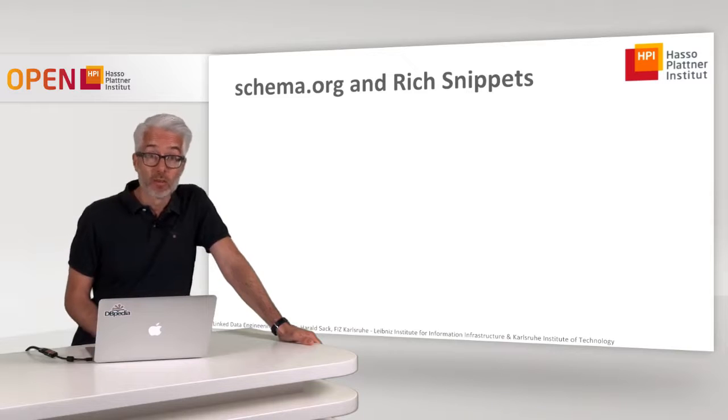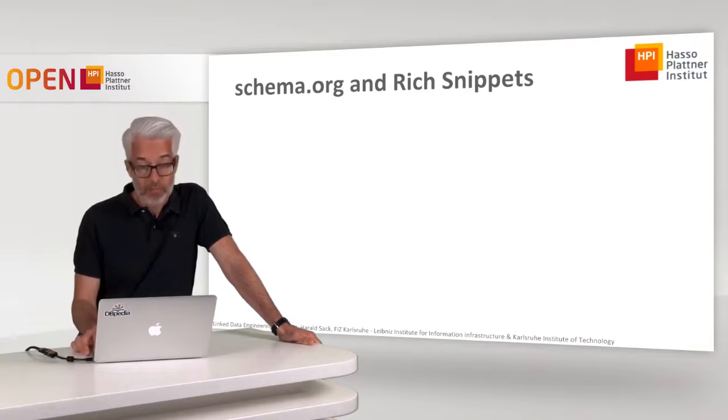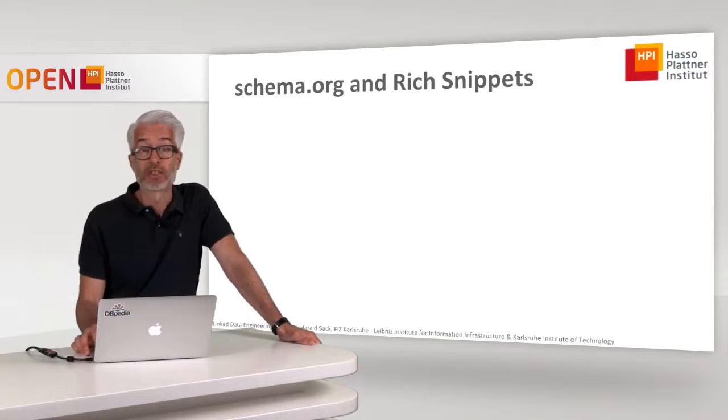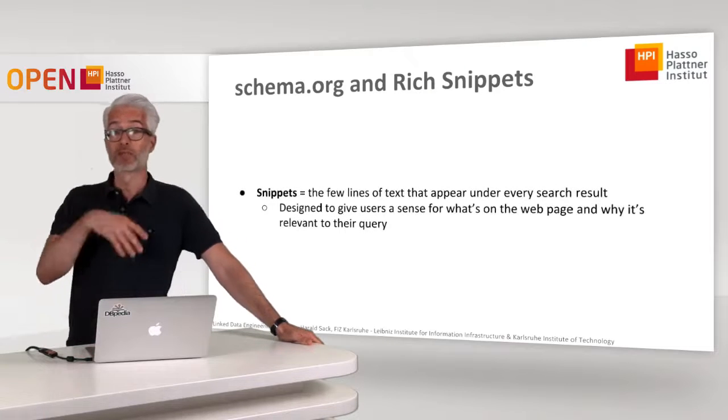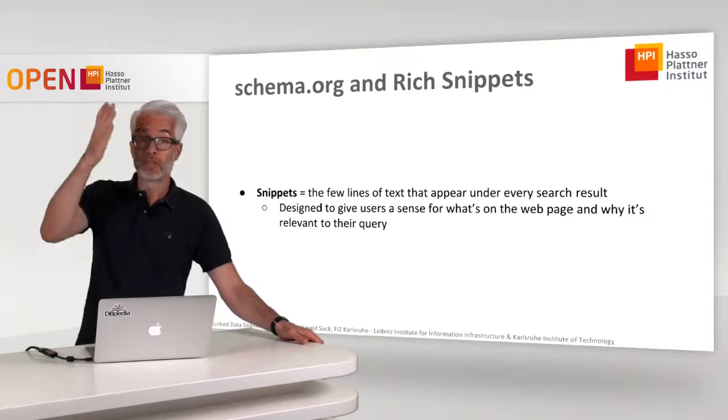What are search engines doing with schema.org? They are creating so-called rich snippets out of it. So what's a snippet? You know this: in a search engine, usually if you are looking for something, you see a result list.